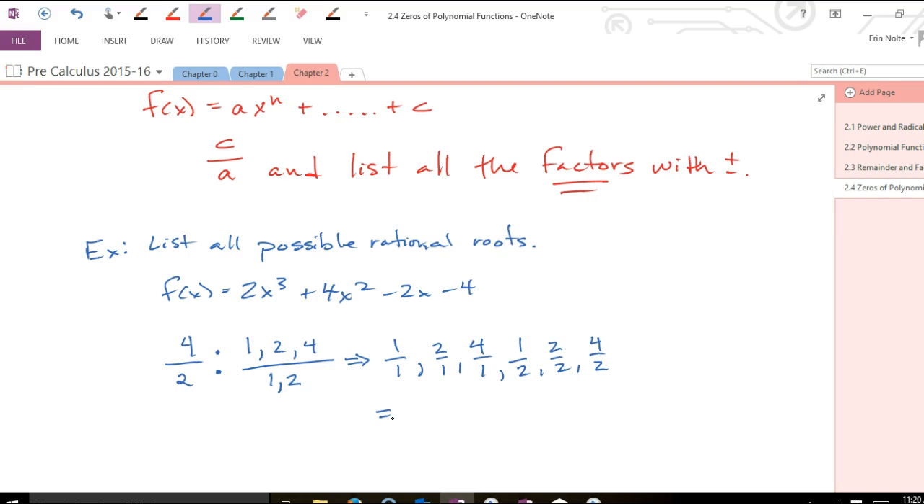Okay, so 1 over 1 reduces to 1. 2 over 1 is the same as 2. 4 over 1 is 4. 1 over 2 is 1/2. 2 over 2 is 1, and I already said 1. I don't need to say that again. And 4 over 2 is 2, and I said that already, so I really don't need to say that again. Okay, so really, I have 4 possible rational roots, and then all of the negative versions of those as well. So I could do plus or minus in front of each of these.